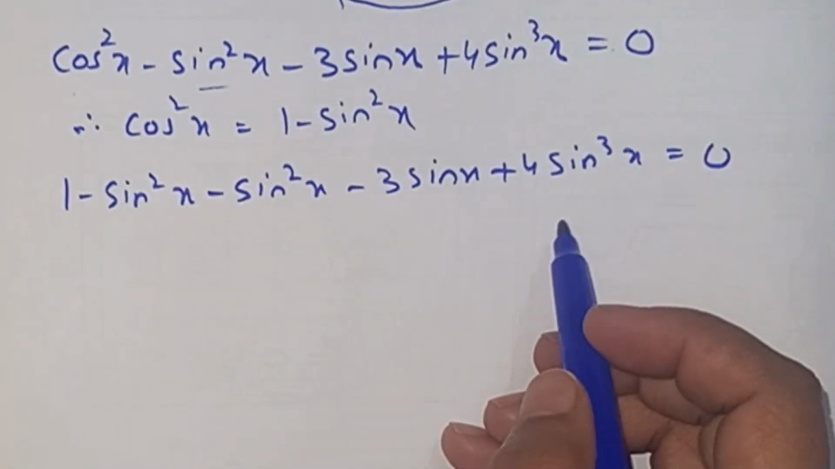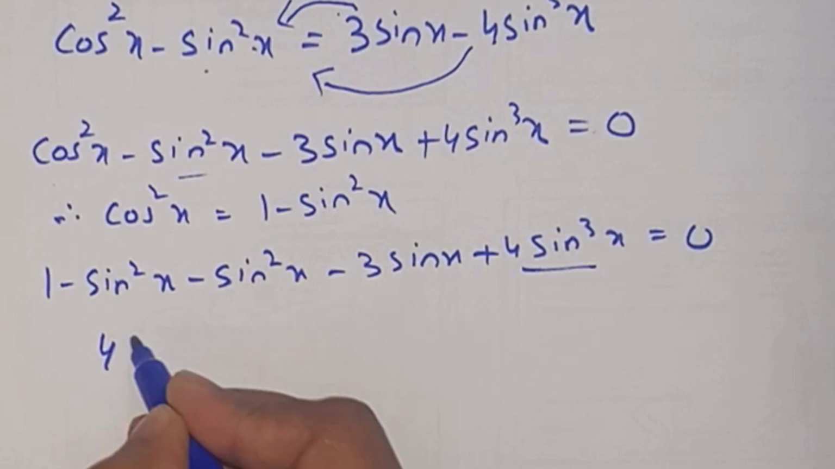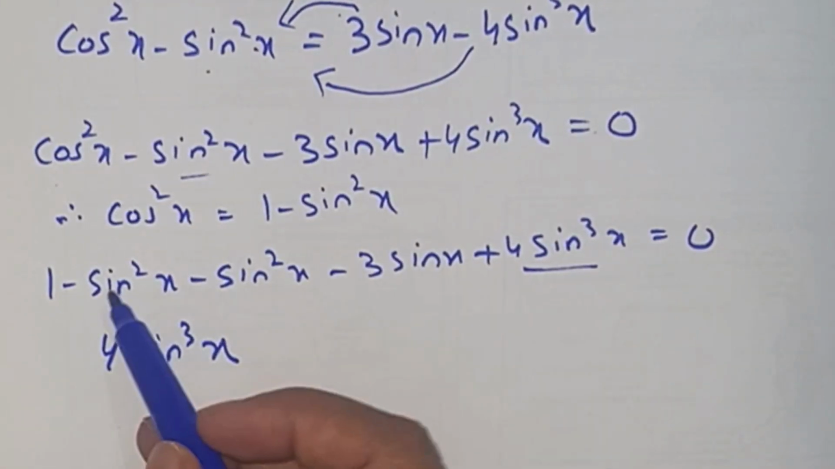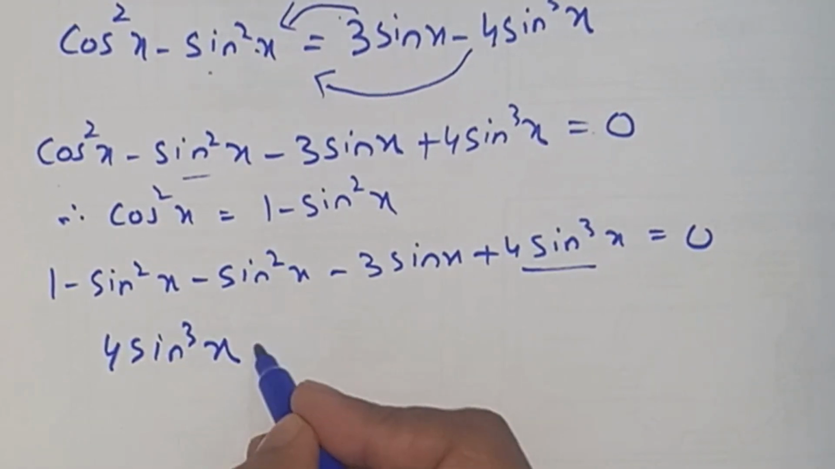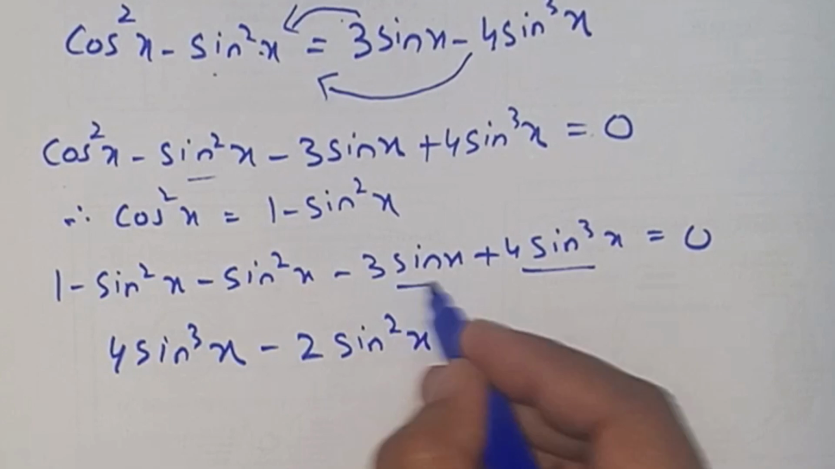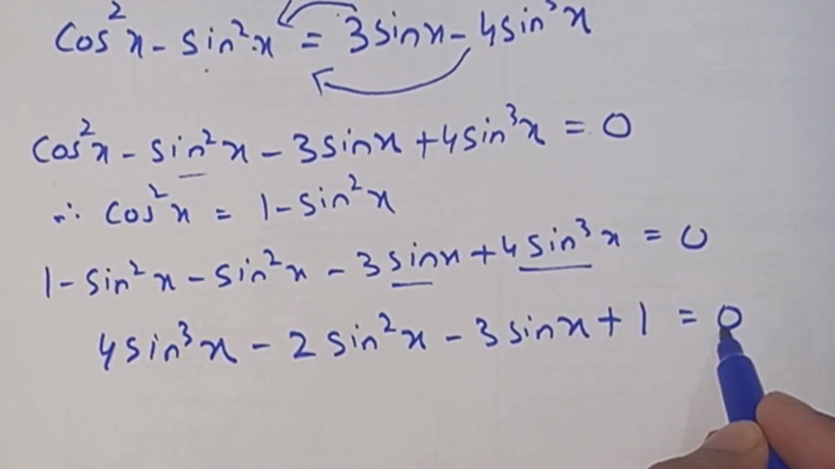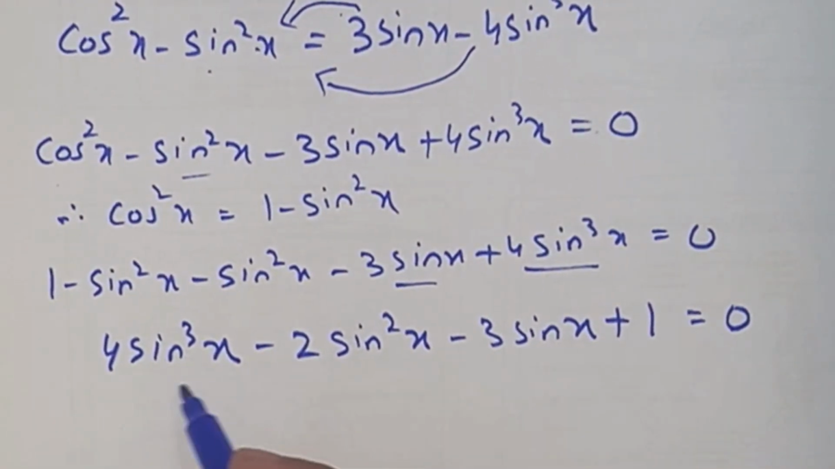We rearrange some values. We write 4 times sine cube x, and minus sine square x minus sine square x will become minus 2 times sine square x, then minus 3 times sine x plus 1, equal to 0, and this is a cubic equation. So we use synthetic division to solve this equation.